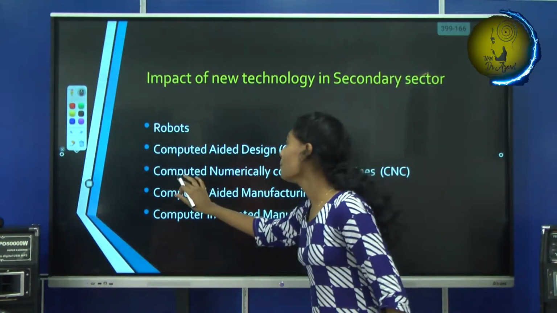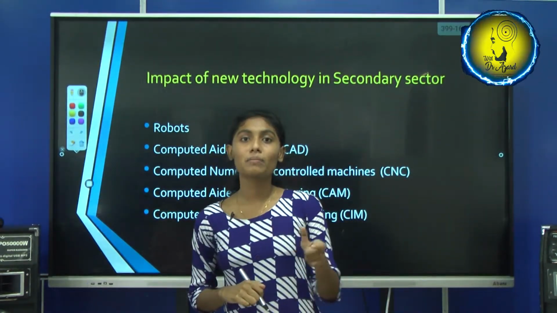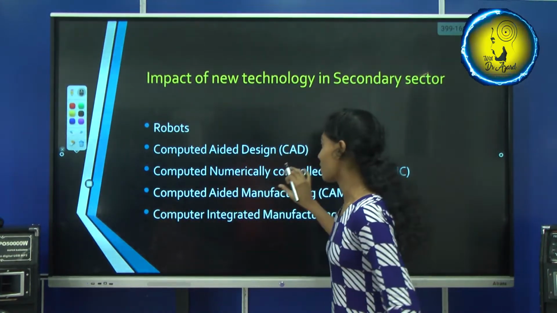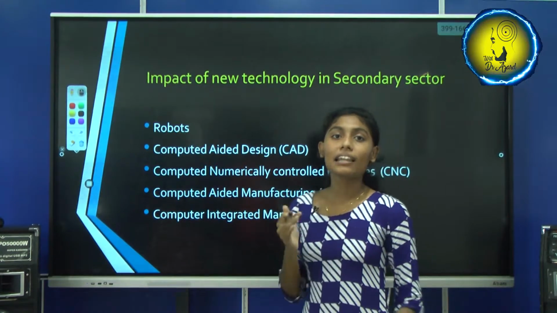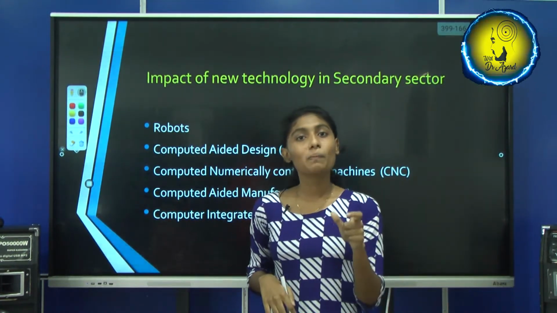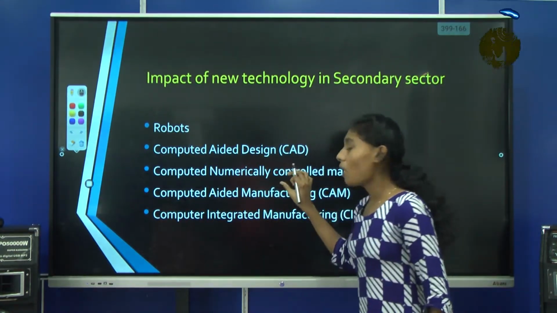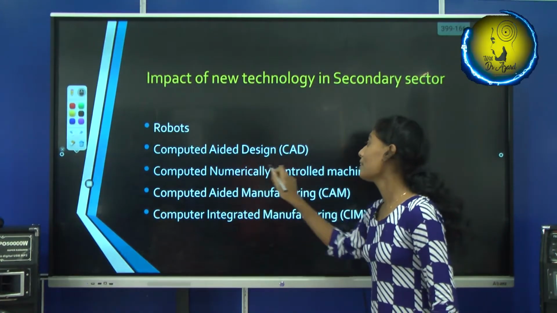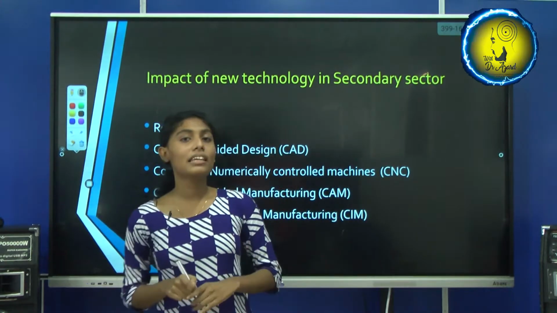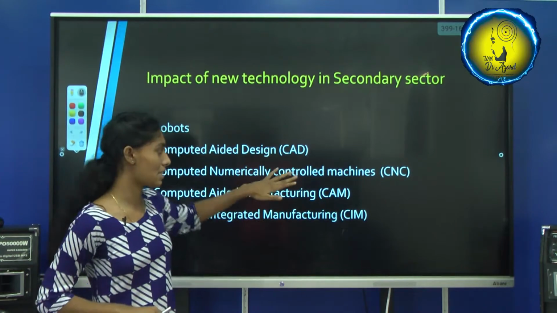Then we have the computer numerically controlled machines. What do you mean by numerically controlled machines? That means we set a numerical number in the machine, and it will accurately cut that. For example, you have seen the car doors. If you measure them, they will be exactly fitting that car. They cut all these car doors using these numerically controlled machines. They set an exact number and they will cut it. So this is for cutting, sewing and drilling purposes.